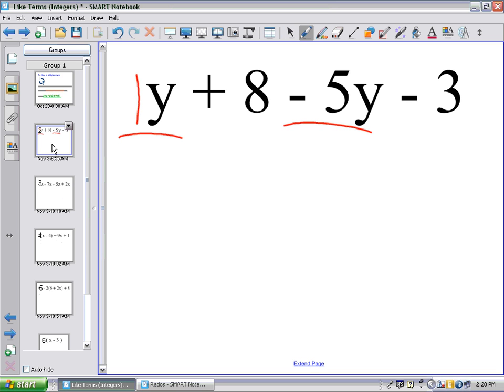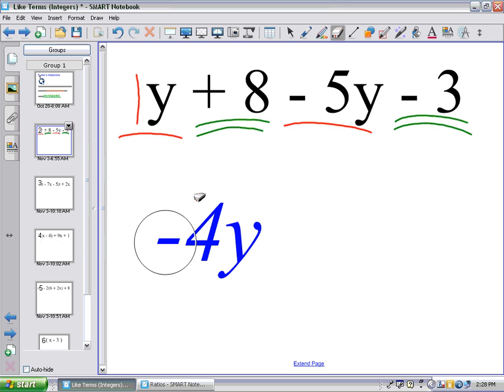And then I have 2 terms, numbers, with no variables attached. Those are also like terms. So then I underline plus 8, and then I underline negative 3. And then I take my time, and I combine together the terms with the variable first, because they always got to go first in my expression. Positive 1y, negative 5y make negative 4y, and a positive 8 and a negative 3 combine together to make positive 5. A negative 4y plus 5 is my simplified answer.